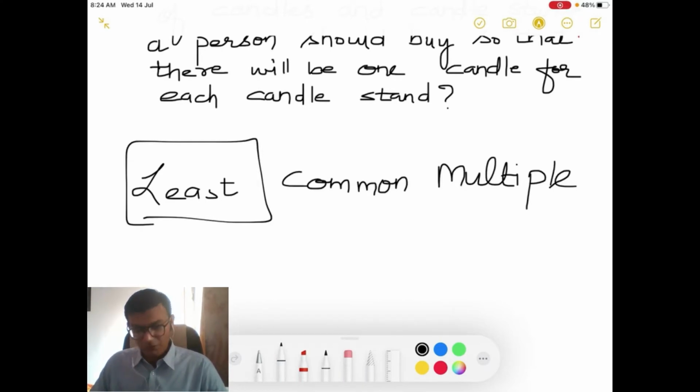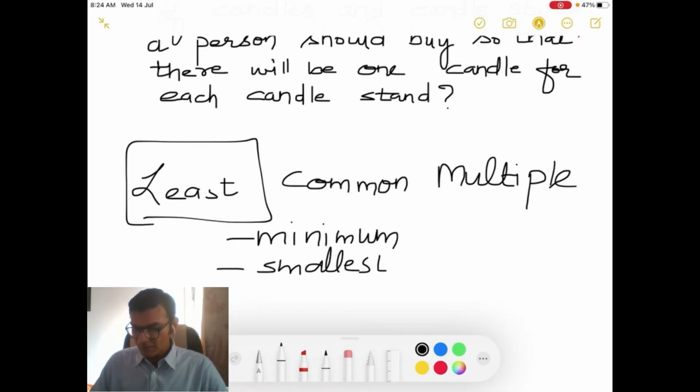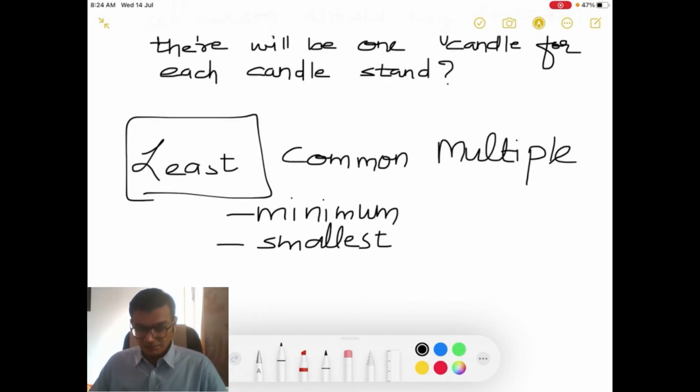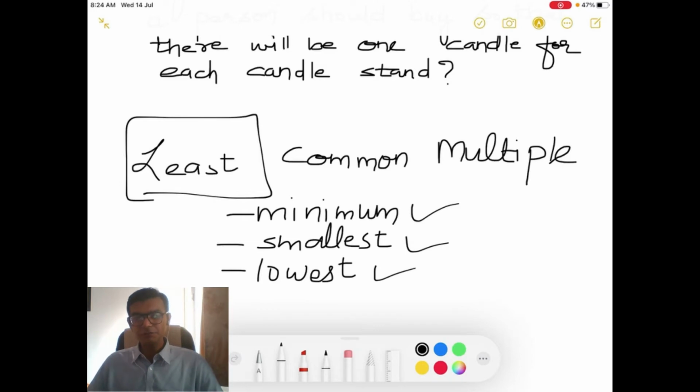Okay, least. What are the other synonyms that can be used instead of least? It can be minimum, it can be smallest. So when you are solving these kind of word problems, you have to look out for these kind of words. Minimum, smallest, least itself, and lowest it can be. These are the words that give you the hint that we have to find LCM in this question.